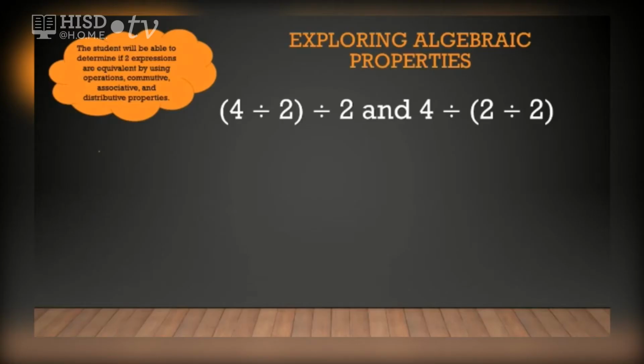For the associative property on division, we're going to start with this expression. 4 divided by 2 in the parentheses, and then divided by 2 later. We start with the parentheses, and this is equal to 2. And then if I divide that by 2, that's going to be equal to 1. So that's my first result. Let's go to the next expression.